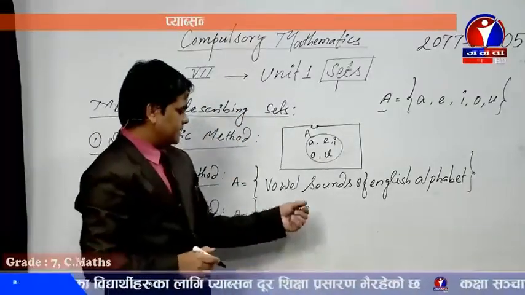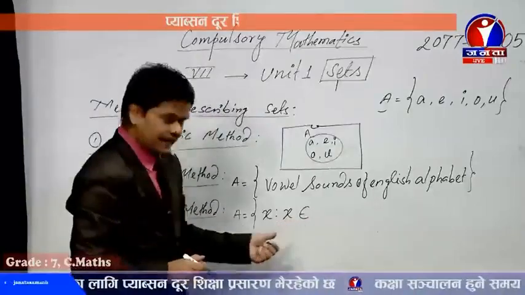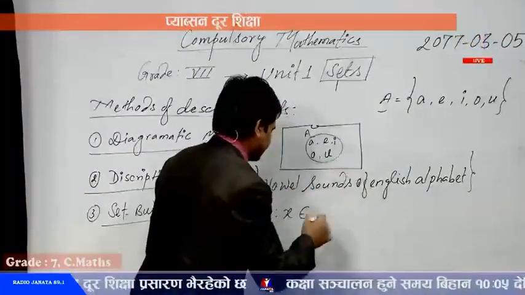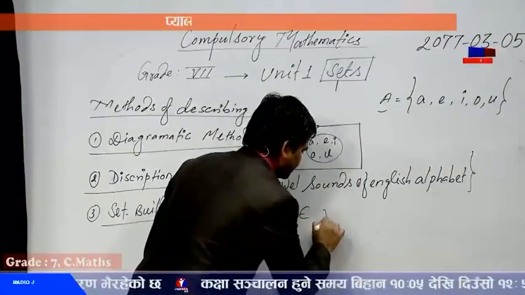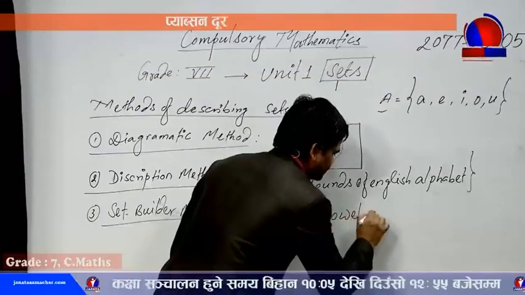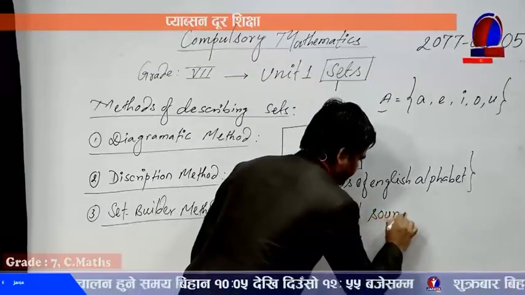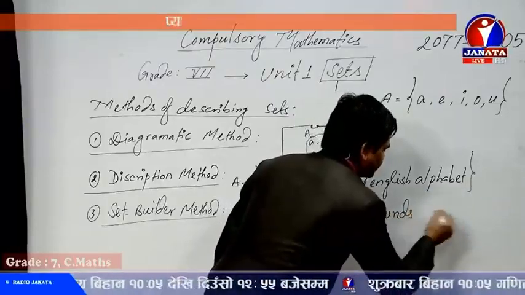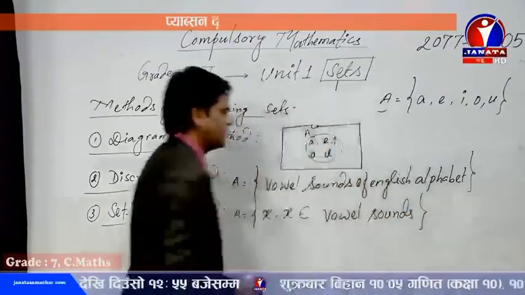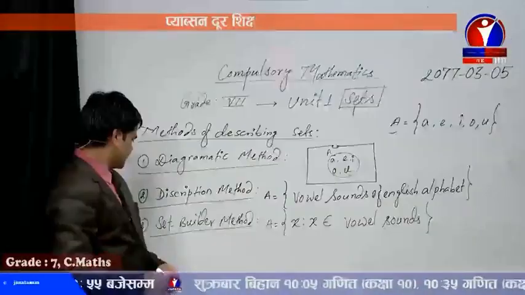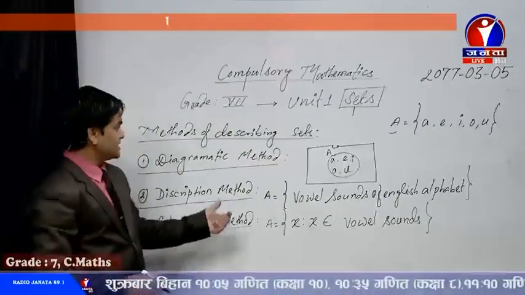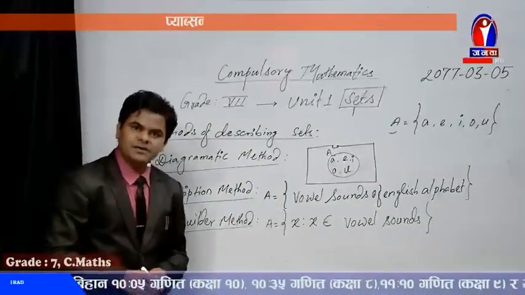You can write it in words as well, this sign, and then after that we write x belongs to vowel sounds of the English alphabet. You can mention that here, or just keep only up to vowel sound. This is the way of representing the set information by using the set builder method.